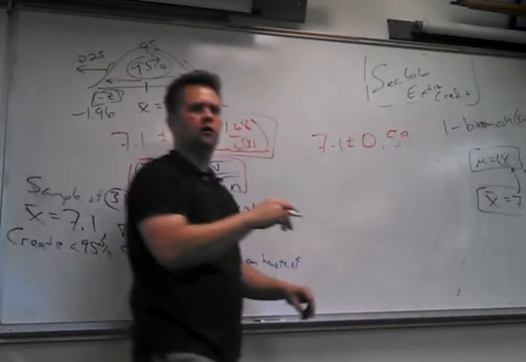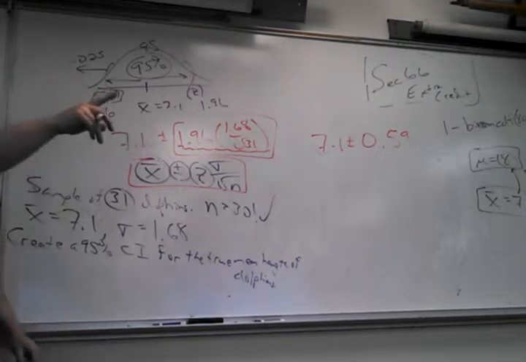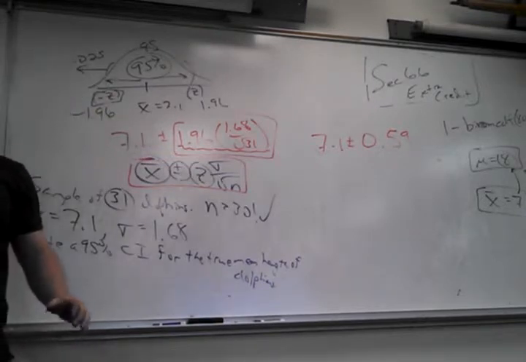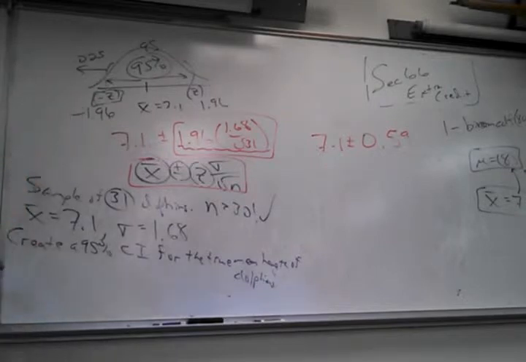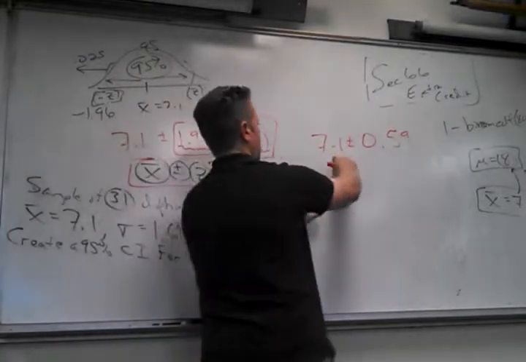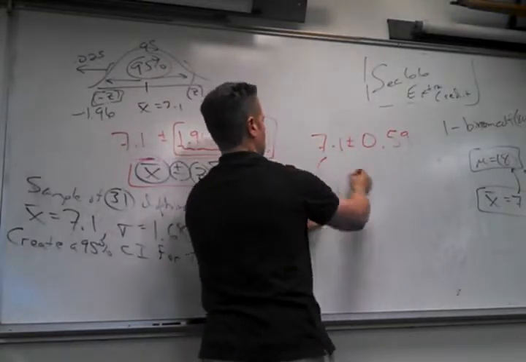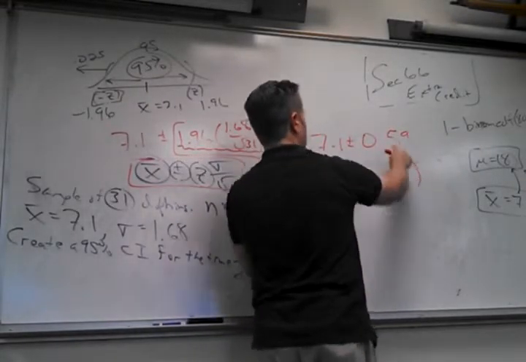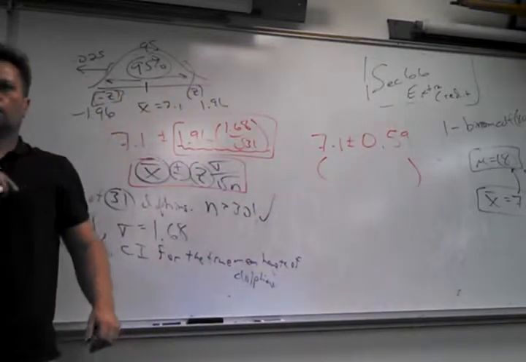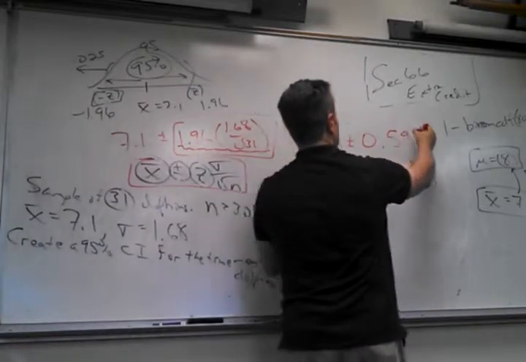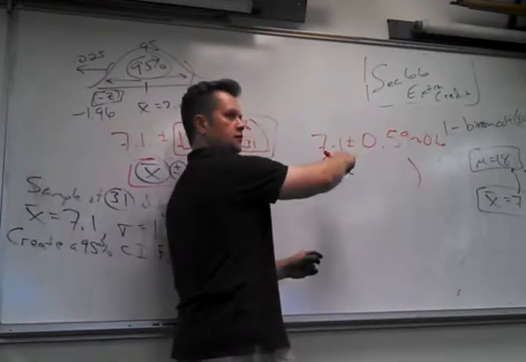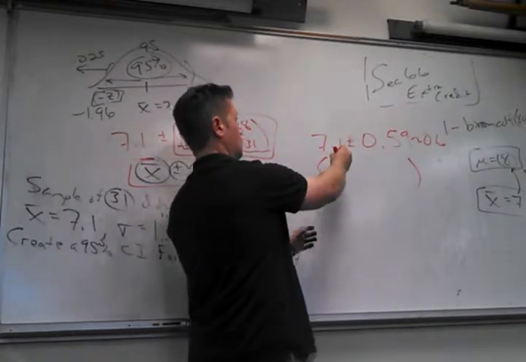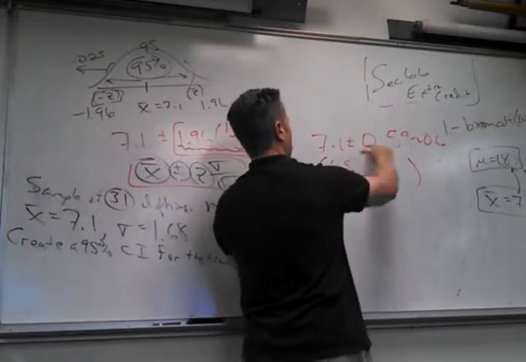0.59. Okay. Anybody else check that out? No? Okay, thanks, guys. That's right. Yeah, looks about right. Cool. And then now to get the actual interval, I just have to add this and subtract this. And you can make it 0.6. So 7.1 minus 0.6 is 6.5, and 7.1 plus 0.6.